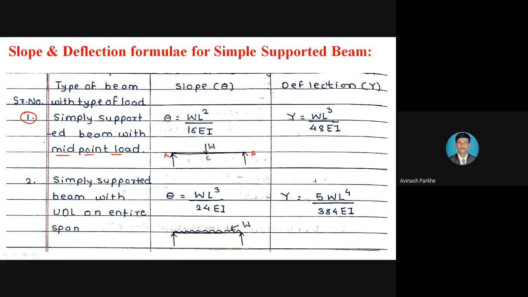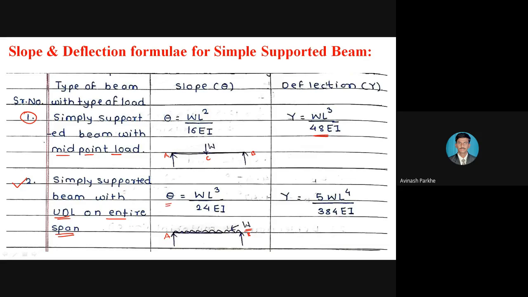What is the deflection formula for the simply supported beam with point load? WL cube upon 48 EI. So this is case number 1. Case number 2, simply supported beam with UDL on entire span. The figure is given. Simply supported beam AB is subjected to the UDL W on entire span.